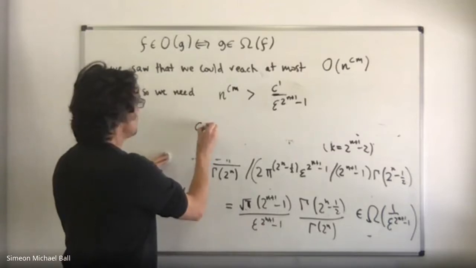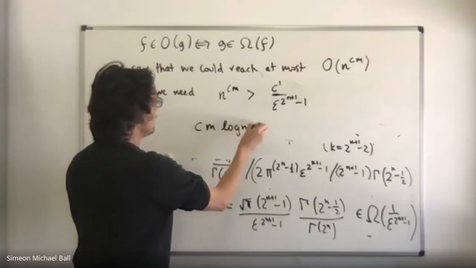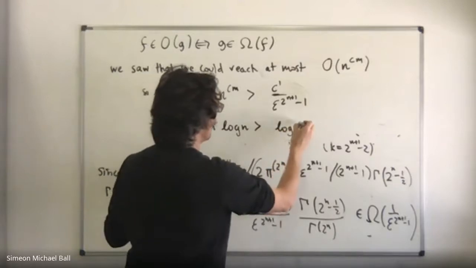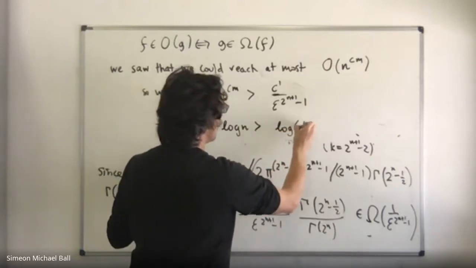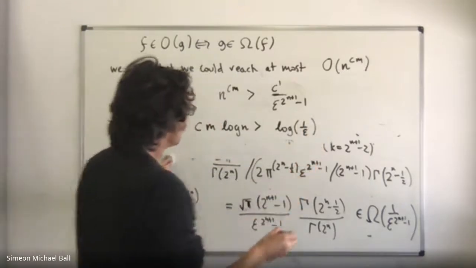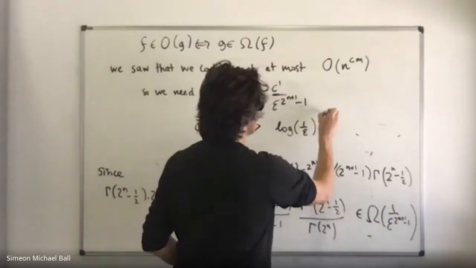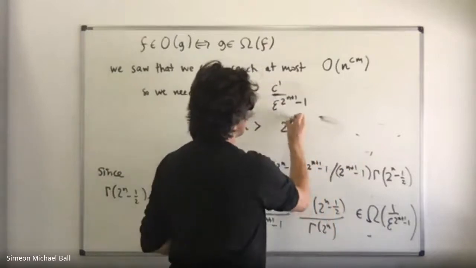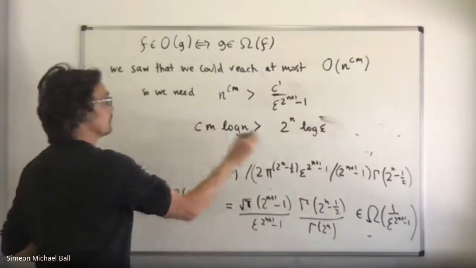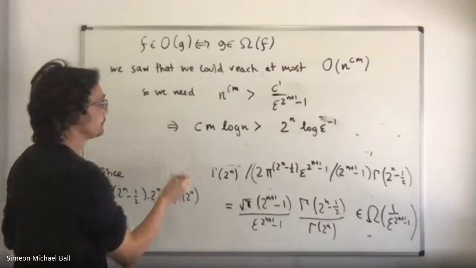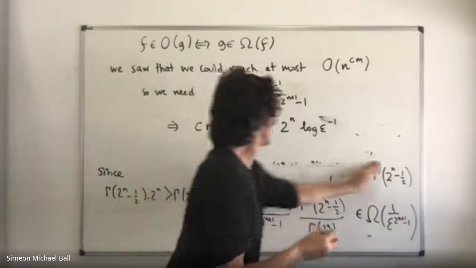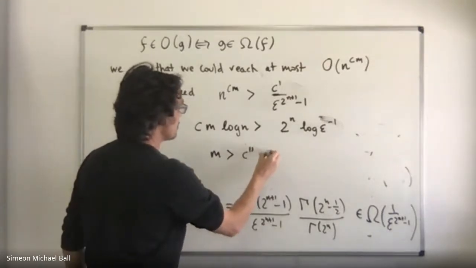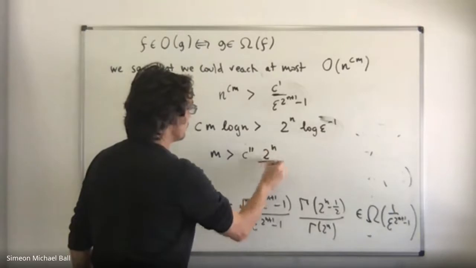So this gives us C m log n bigger than log of 1 over epsilon, 2 to the, and then the log bit comes down, so let's say that's then 2 to the n logarithm 1 over epsilon. So n is bigger than some constant times 2 to the n over log n.